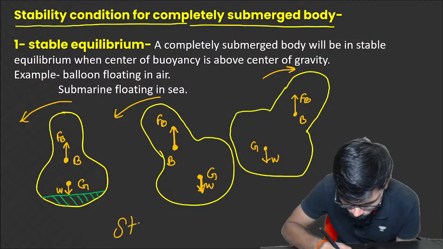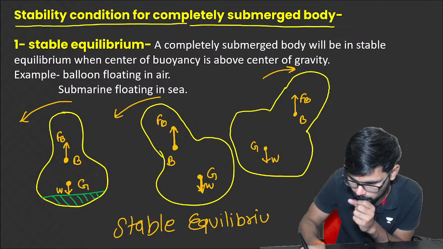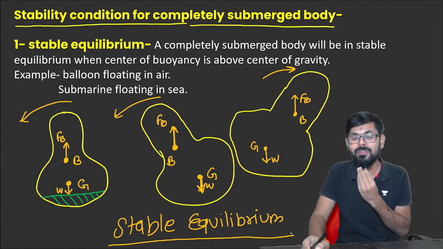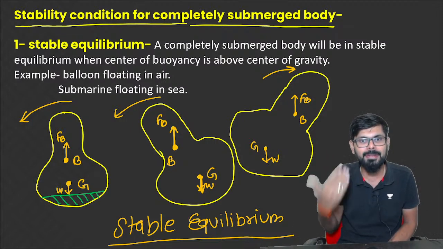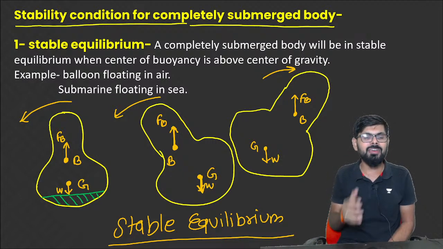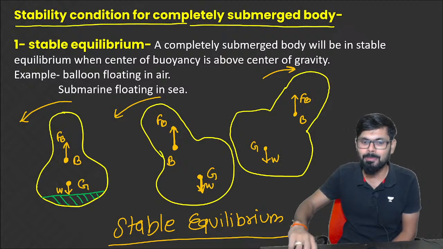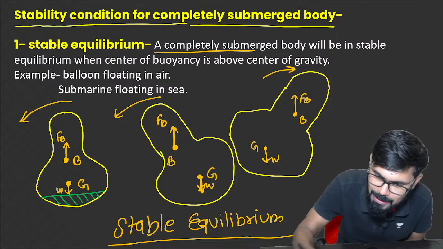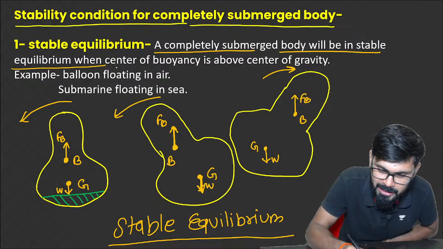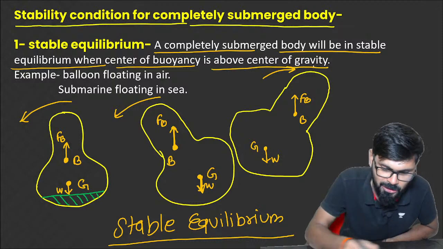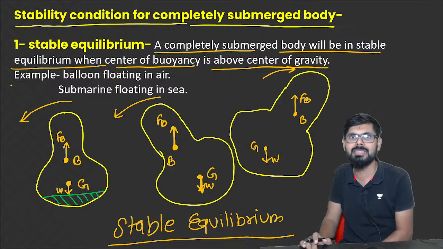This is called stable equilibrium. So if someone asks you when a submerged body will be in stable equilibrium, what you have to say is that a completely submerged body will be in equilibrium condition when the center of buoyancy is above the center of gravity.